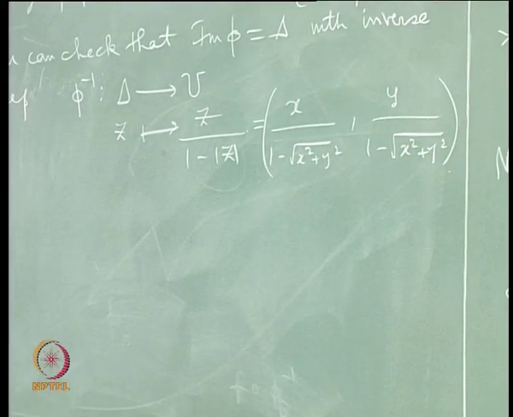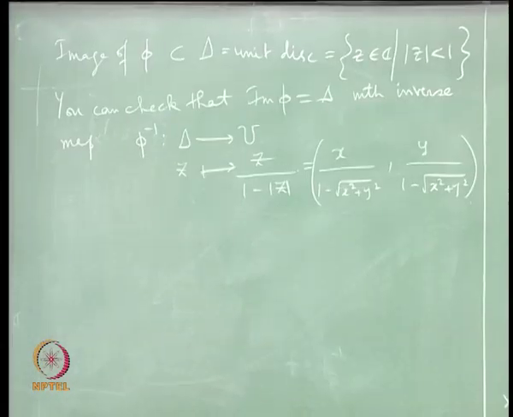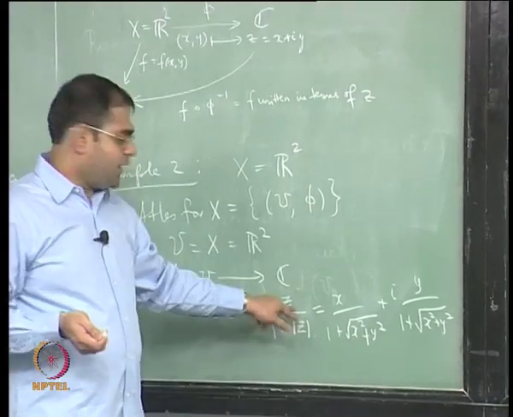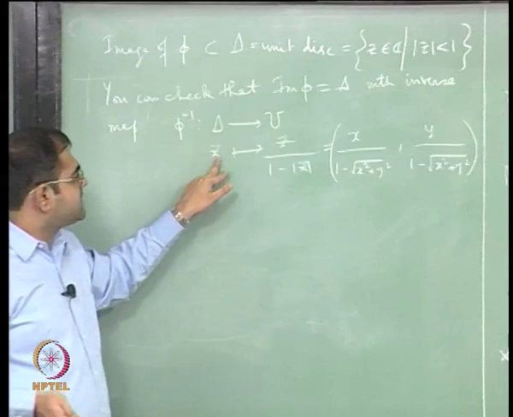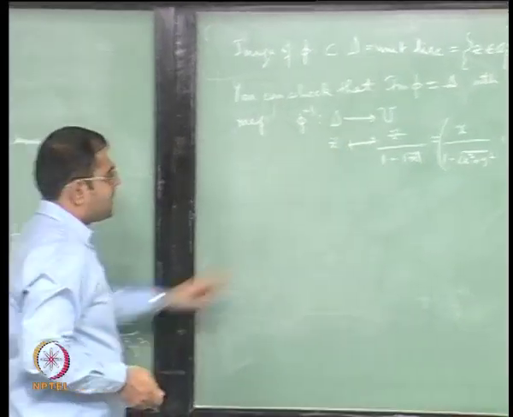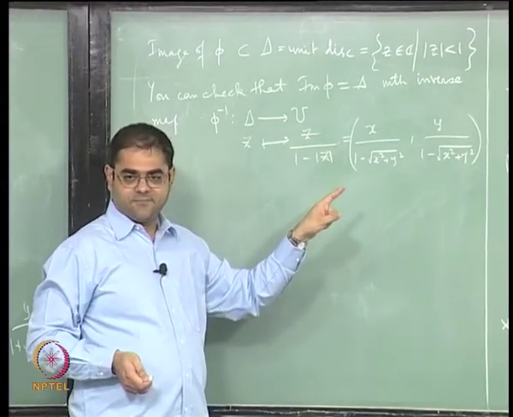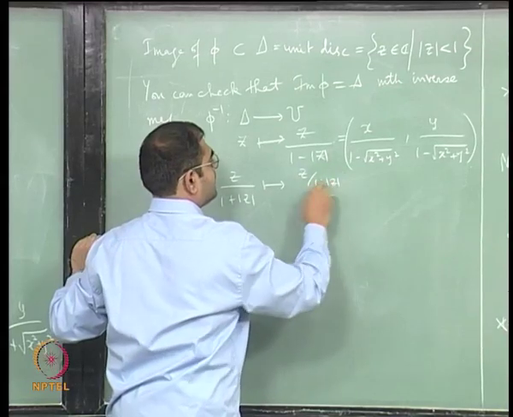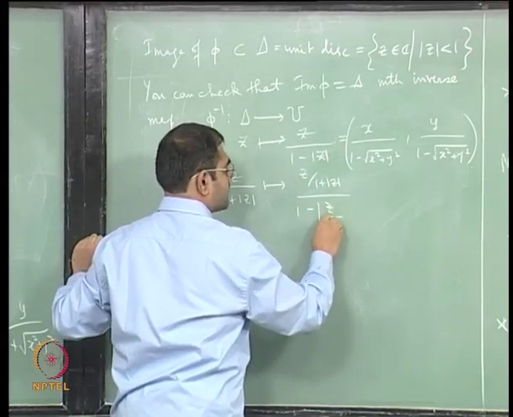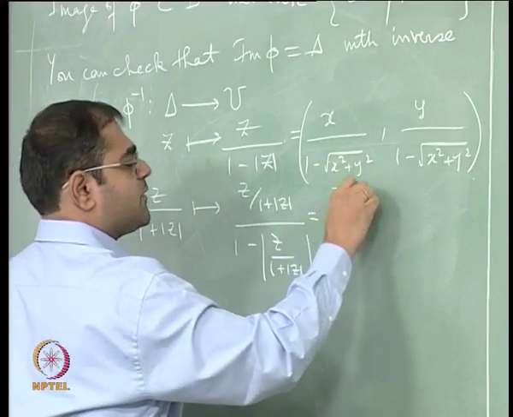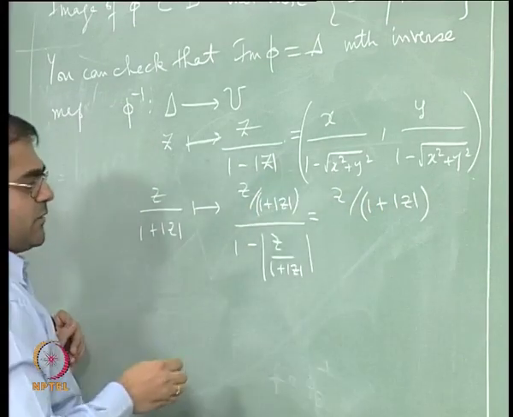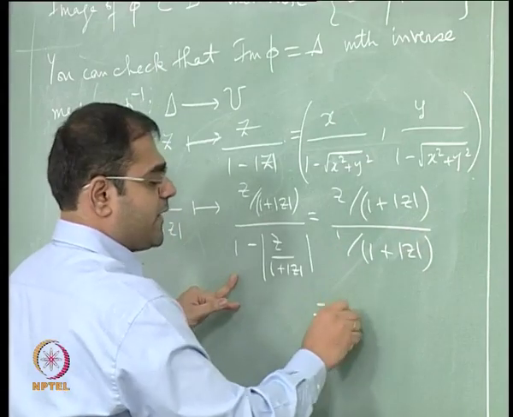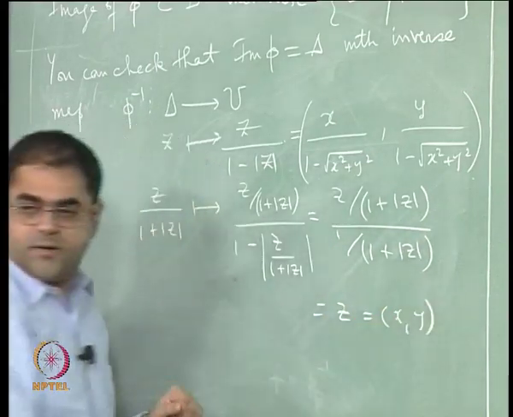Okay, so this is the inverse map, and you can check that this is indeed the inverse map, because you see I start with x comma y. It goes to z by 1 plus mod z, where as usual I take z equal to x plus iy. Now if I take z by 1 plus mod z, instead of z, if I replace z by it, then this expression will simplify to z. You can see that. So z by 1 plus mod z will therefore go to z by 1 plus mod z by 1 minus modulus of z by 1 plus mod z. If I simplify this, I will get, so this will be z by 1 plus mod z. So let me put a bracket around it so that there is no confusion. And here, if I simplify this, I will get 1 by 1 plus mod z. So that will be equal to z, and that is just x comma y. So it is indeed the inverse map.